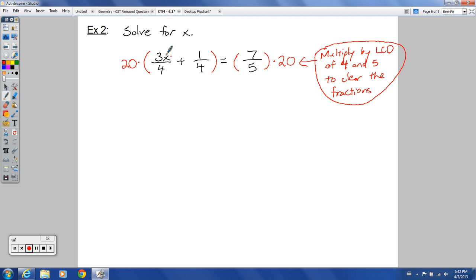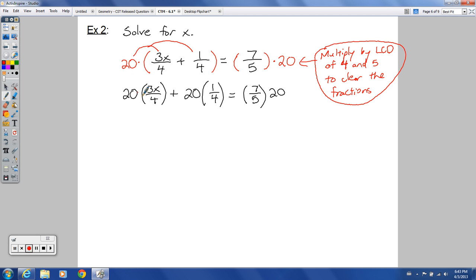So at that point, we would be taking 20 over here and distributing it through, because we've got two terms added together with something multiplied by that on the outside. So when we do that, we would have 20 times 3x over 4, plus 20 times 1/4, would equal 7/5 times 20 over here. And it's okay that I write it to the right side instead of the left. That doesn't make a difference. I could write it on the left side, but again, that doesn't really matter.